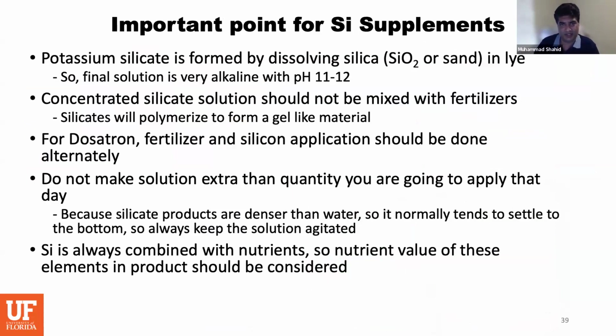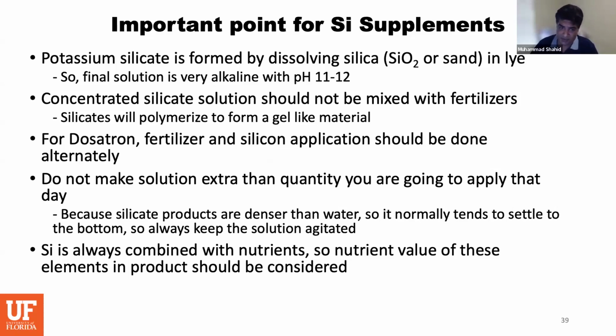The important points, as I mentioned: when you add it, it may enhance the pH, so you have to adjust the pH accordingly. With concentrated silicon solution, avoid mixing with other nutrients because it will precipitate them. And whenever you are going to use it, always make a fresh solution. It doesn't mean that if you're going to use it 2 times in a month, you make it just one time. It's better to have a fresh solution. And whenever you are going to apply, agitate and mix very well.